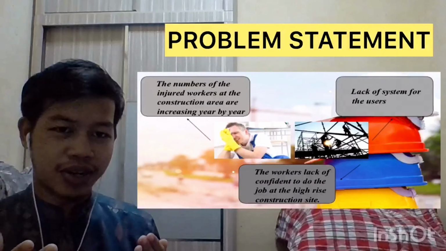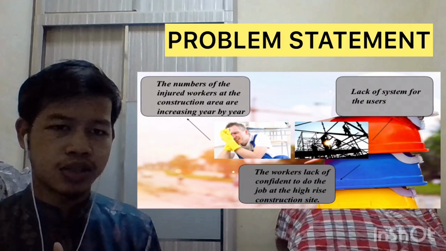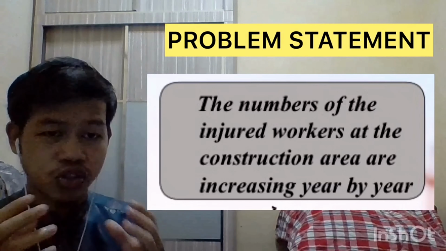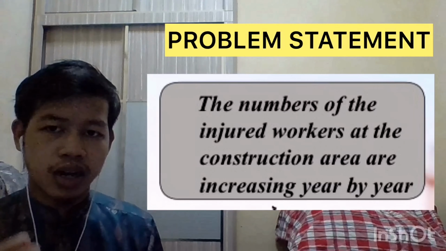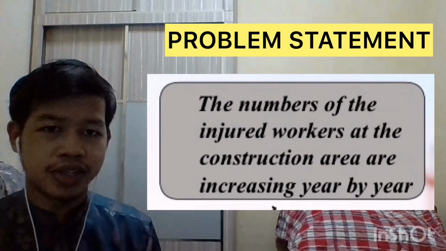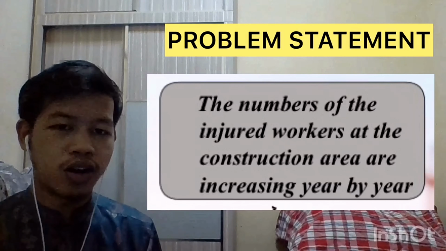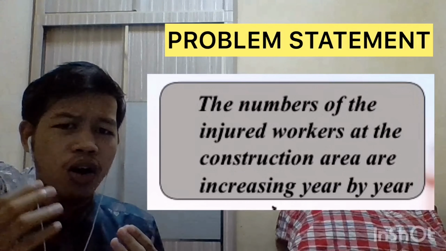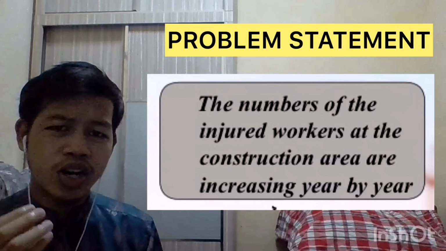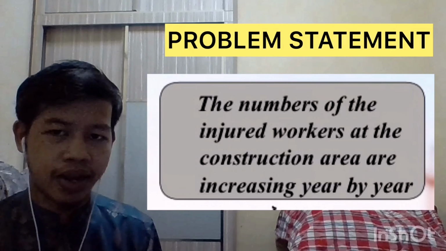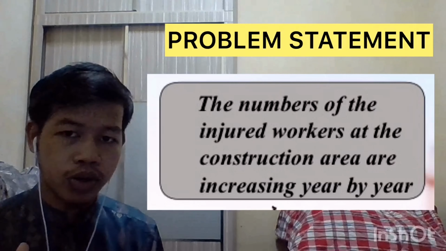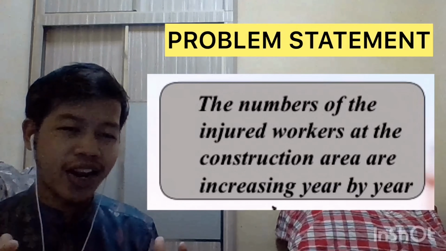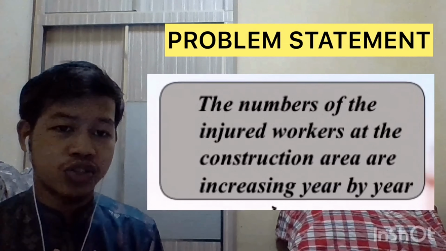In the problem statement, the number of injured workers at construction areas is increasing year by year because of falling objects. Based on my research, one of the factors is that workers do not wear a safety helmet, and the helmet does not have a good function to prevent incidents at the construction site.